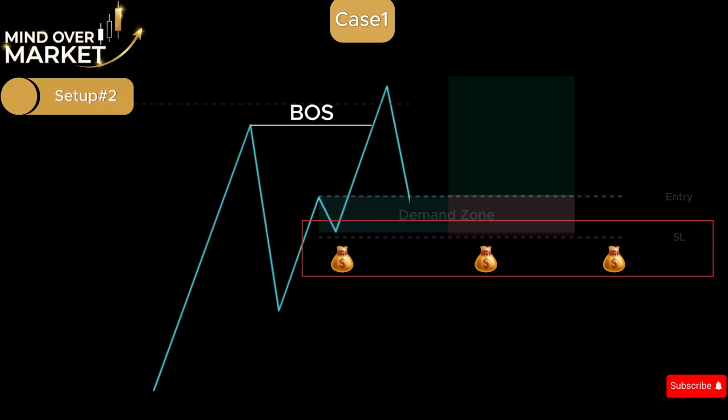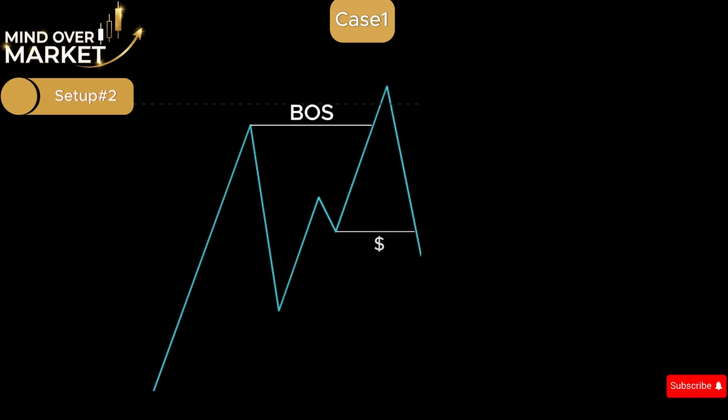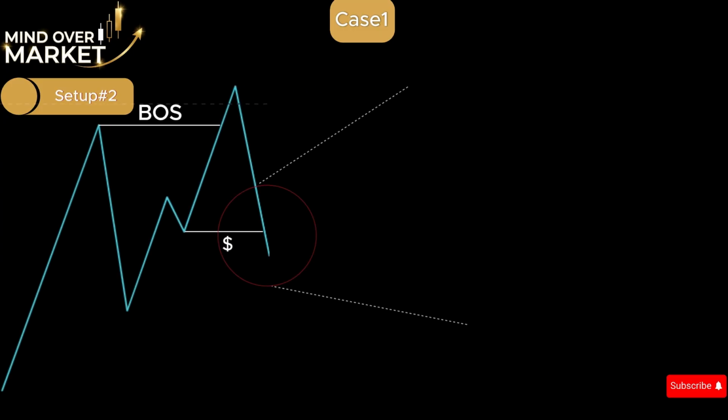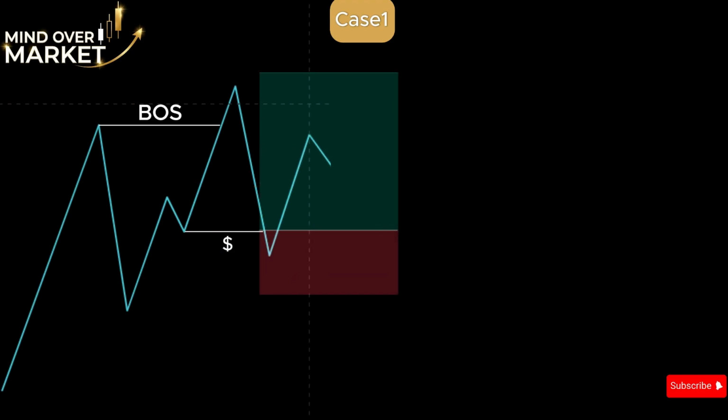Smart money algorithms drive price straight down to sweep this liquidity pool. But remember, to optimize our execution, we must switch to the lower time frame and wait for a clear market structure shift before taking any trade.